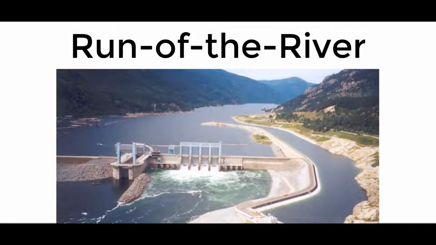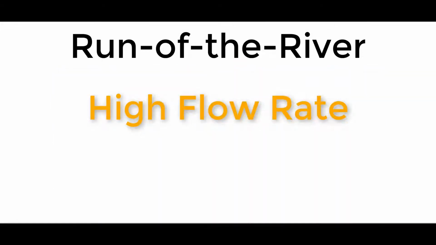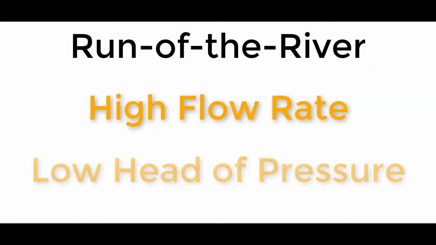The river, if it has a very high flow rate, and a lot of rivers do, then that's ideal for our bulb turbine. That's exactly what we want. We want a high flow rate, but we also want a relatively low head of pressure. And we're going to get that when we install the bulb turbine in the middle of a river, for example.